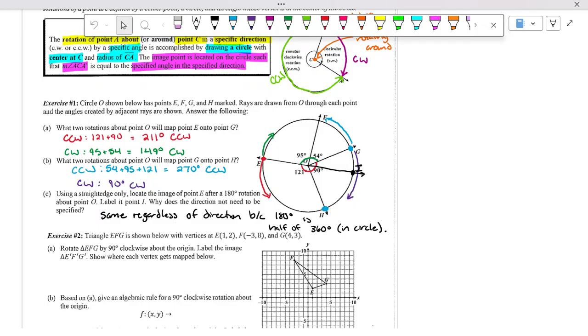or counterclockwise? 180. 180, good. And why is it 180? Why specifically is that the special number? Because it's the same distance. Right, because 180 is essentially half of a circle, because a circle is 360 degrees. And if you're rotating something, you're literally going around in a circle.